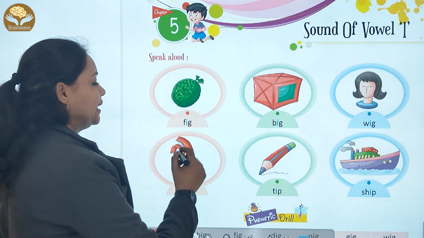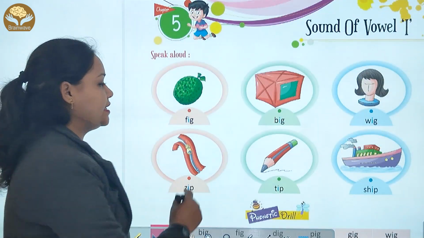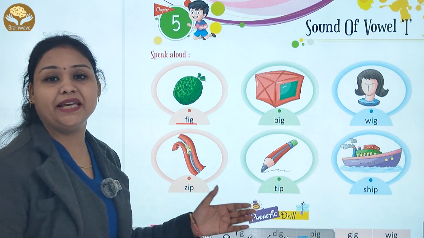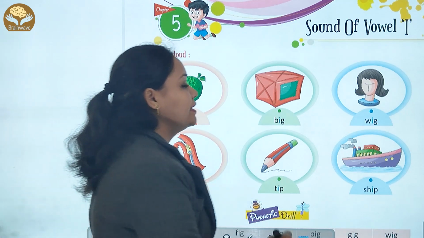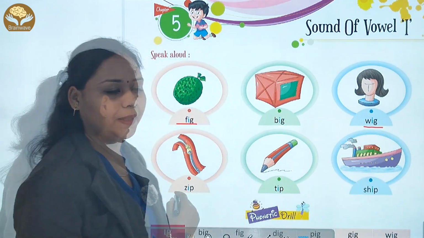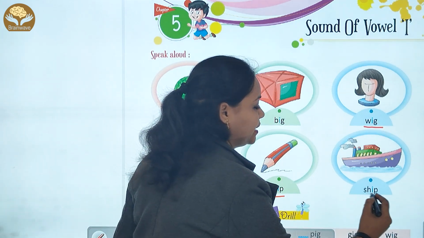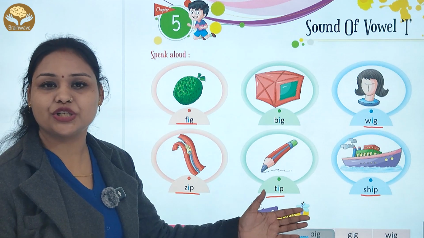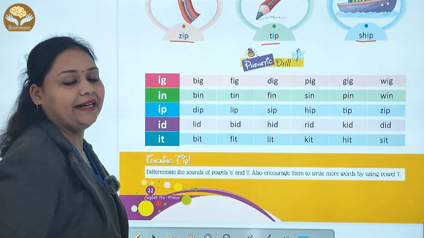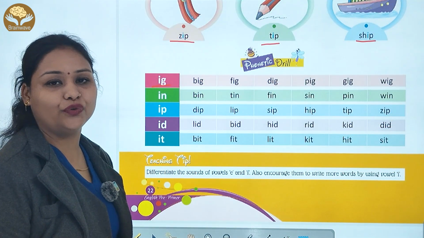Speak aloud. F-I-G, fig. B-I-G, big. W-I-G, wig. Z-I-P, zip. T-I-P, tip. And S-H-I-P, ship. Okay, add I-G and make new words.